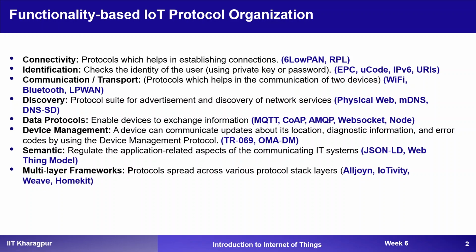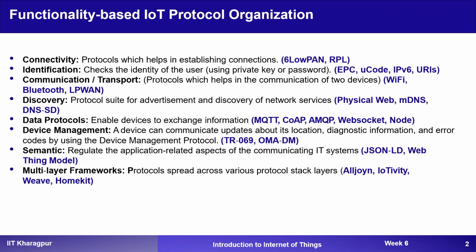Next one is your semantic protocol. Semantic protocol regulates the application related aspects of communicating IoT systems. Examples are JSON-LD, WebThing model. And the last type is your multi-layer framework. This type of protocol does not lie in a single layer. However, these protocols spread across various layers of your protocol stack. So these are your multi-layer framework protocols.